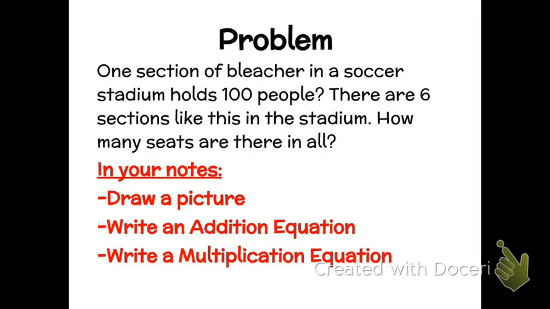One section of bleachers in a soccer stadium holds 100 people. There are 6 sections like this in the stadium. How many seats are there in all? In your notes, you will be drawing a picture to represent this, writing an addition equation, and writing a multiplication equation. Well, for my picture, I'm going to be very simple.